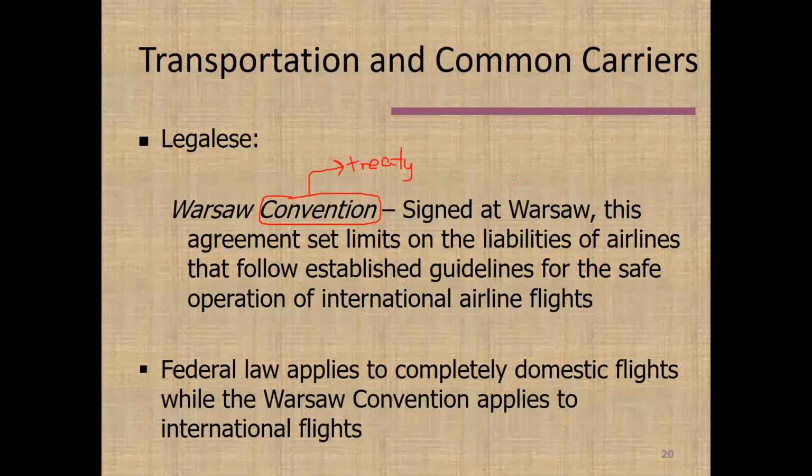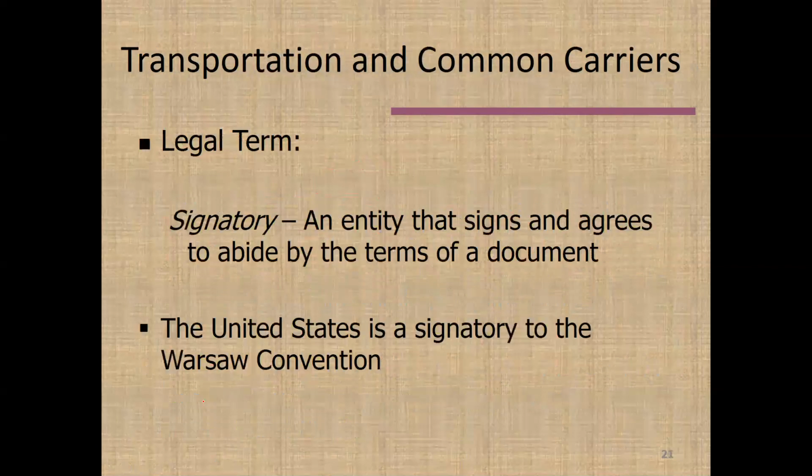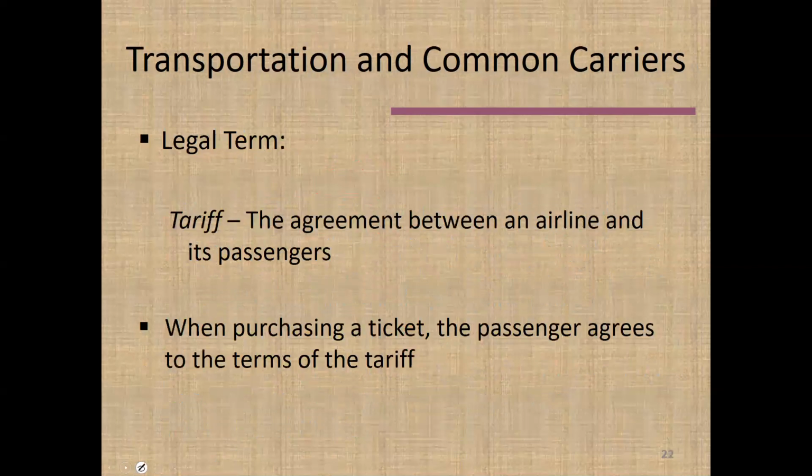The federal law will apply to you. But if you do veer out of the United States during your flight, then the Warsaw Convention would apply. Generally speaking, it's more advantageous for travelers to have federal law apply to them instead of the Warsaw Convention. The U.S. is a signatory, or a signer, to this Warsaw Convention, and so we are bound by that as residents and citizens of the United States and travelers who are traveling on U.S. airlines and things like that.